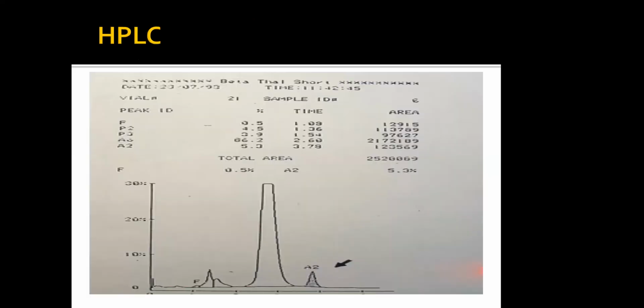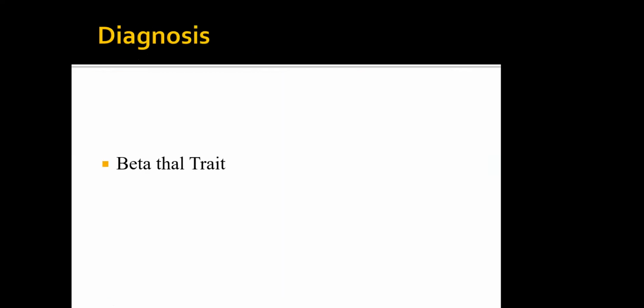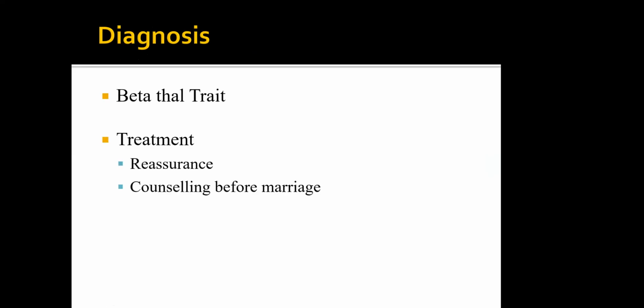So that's what we've discussed about the HPLC. That's how it looks. When you look at the HbA2, we can see that this is 3.5 over here, which tells you that this is a thal trait. This HPLC is also very important for your counseling. There's no reason to worry. This is not a disease. It's just the presence of beta thalassemia trait.